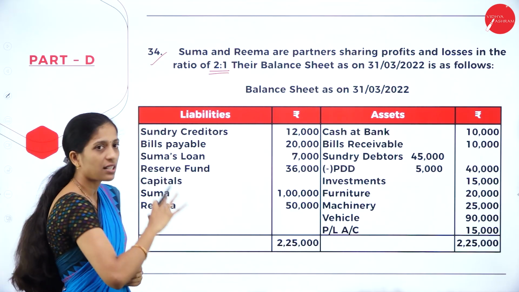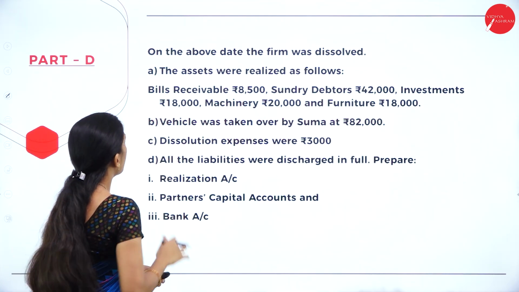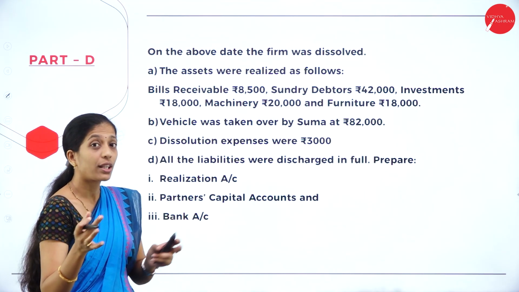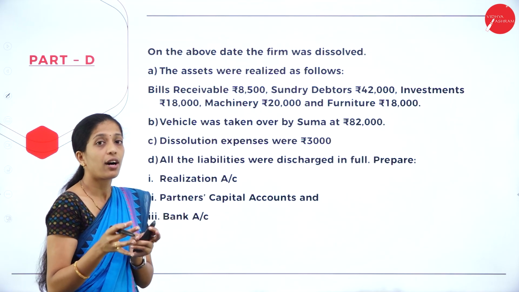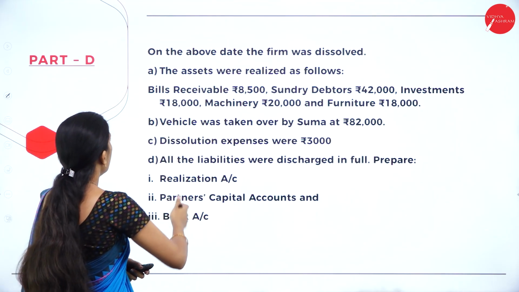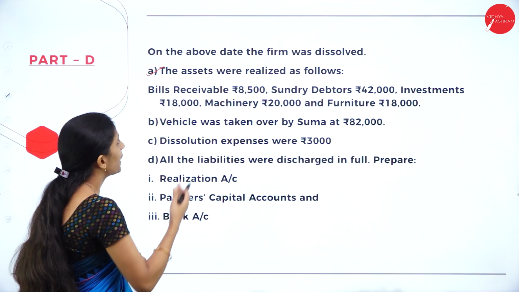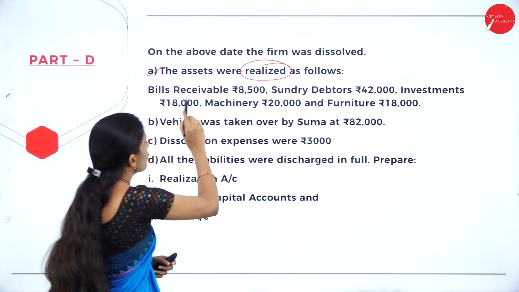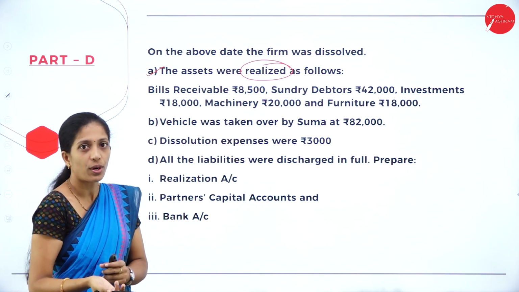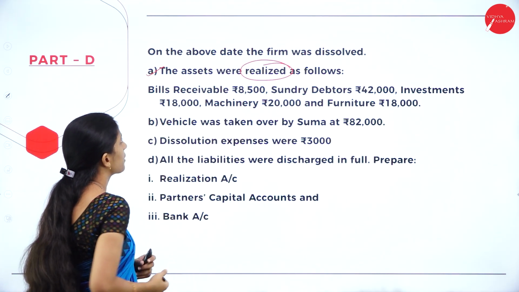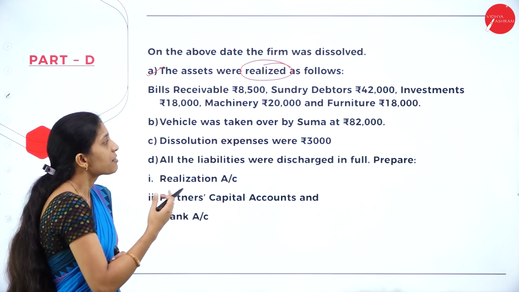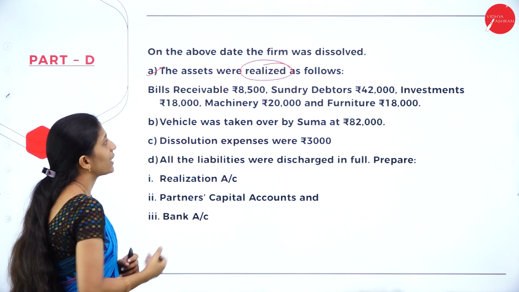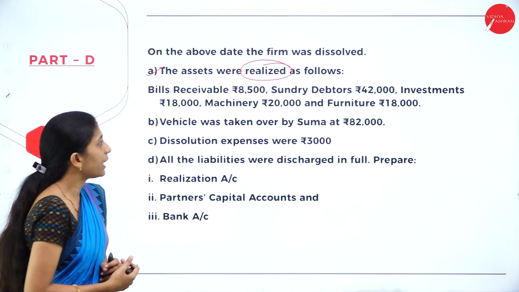So, they have given certain items in the balance sheet. Next, let us see the adjustment. On the above date, the firm was dissolved. So, they are going to close the firm. The adjustments are, the assets were realized. Realized in the sense they have sold the assets and got the amount. Bills receivable at 8,500, sundry debtors at 42,000, investments at rupees 18,000, machinery 20,000 and furniture 18,000.